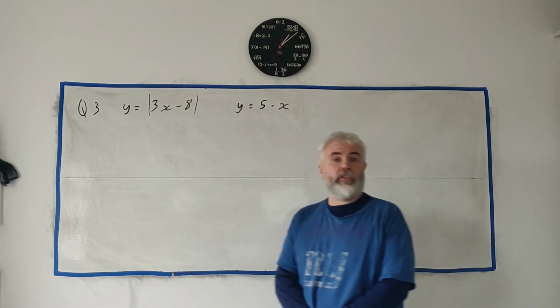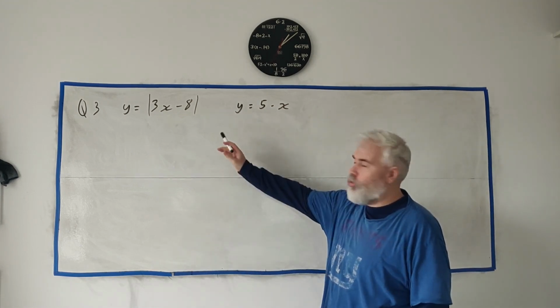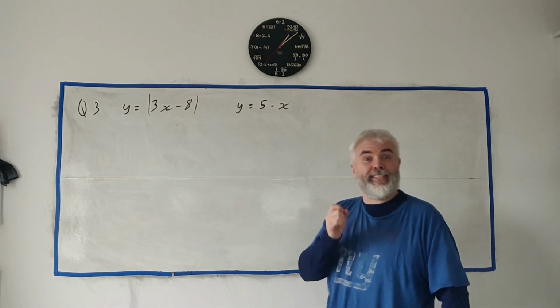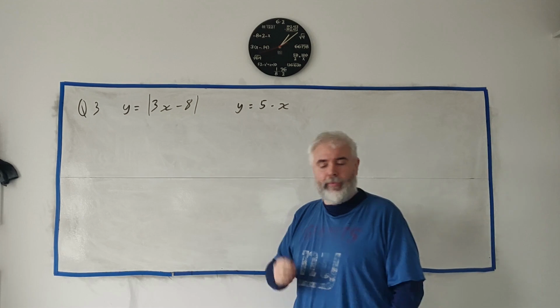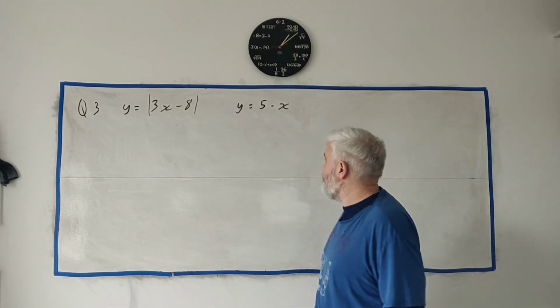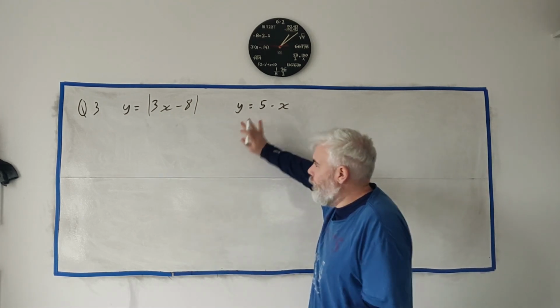Part A of question 3 gives us these two equations and asks us to sketch them. So we don't have to be perfect when drawing them, just need to sketch them, need to get the important points across. Okay, this one, first of all, very easy to do.